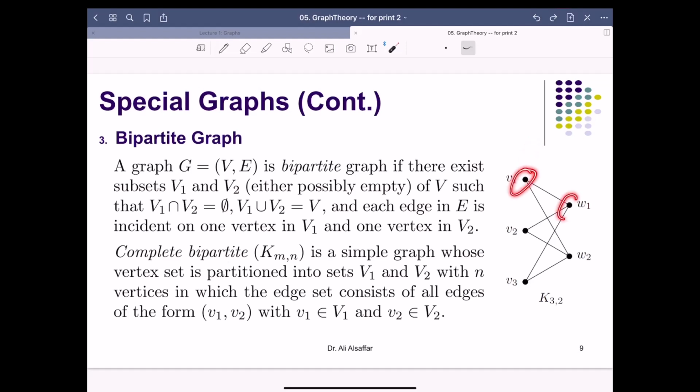And see, every vertex in V1 is adjacent to all vertices in V2. So V1 is adjacent to W1 and W2. V2 is adjacent to W1 and W2. And also V3 is adjacent to W1 and W2. So we say that this is a complete bipartite graph. If we ask you a question, if you have a complete bipartite graph, how many edges does it have? It is a very simple question. The number of edges is the multiplication of M times N, like a multiplication of the 2 sets. So we have simple graph, we have complete graph, we have bipartite graph. As a special case, we have complete bipartite graph.